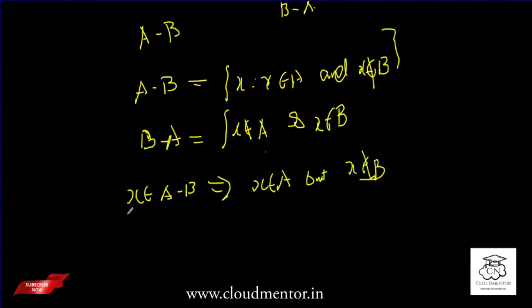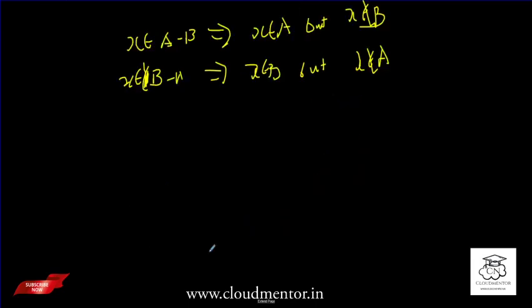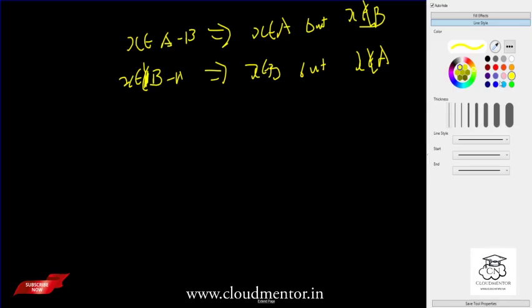x is an element of A but x is not an element of B. And if x is an element of B minus A, we can say that x is an element of B but x is not an element of A. Okay, and the Venn diagram can be shown like this one.